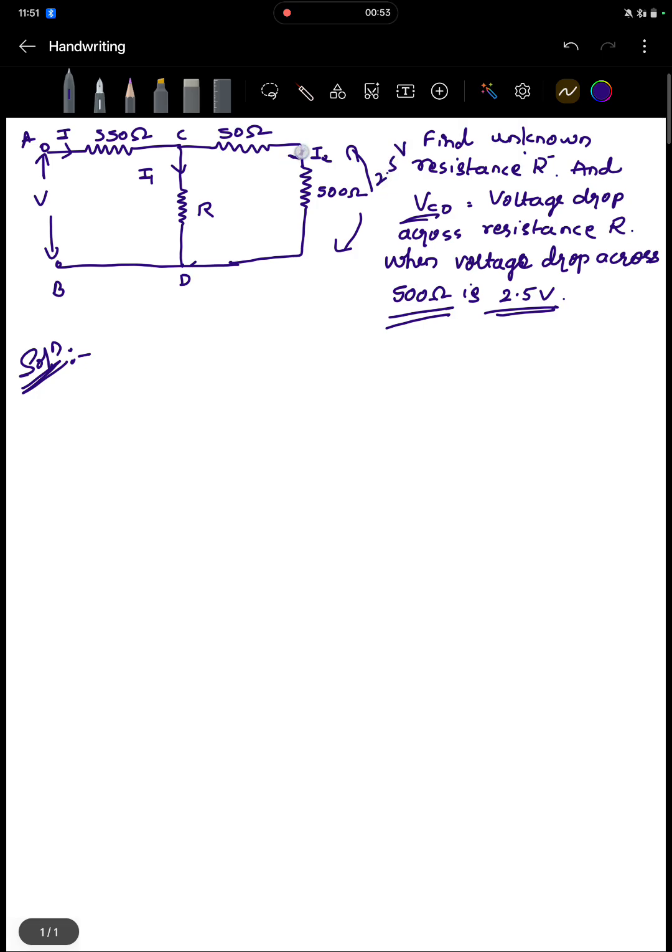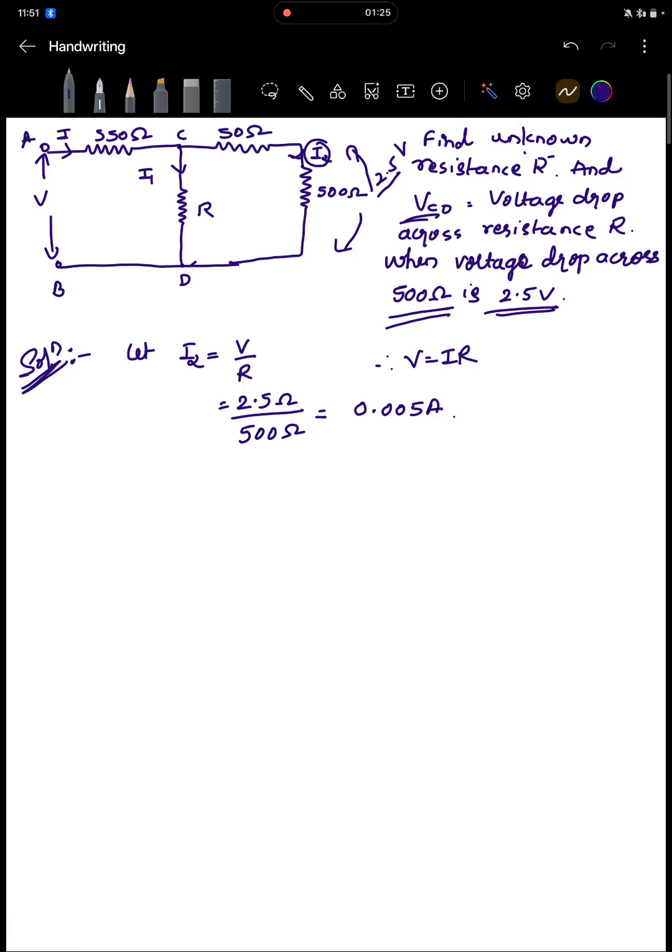Now let us begin with finding out the I2. So I2 is equal to, what is the formula? V by R. We know from Ohm's law that V is equal to IR. Now V by R, what is the V? The V value is 2.5 volt. What is R? R is 500 ohm. So we will get 0.005 ampere.